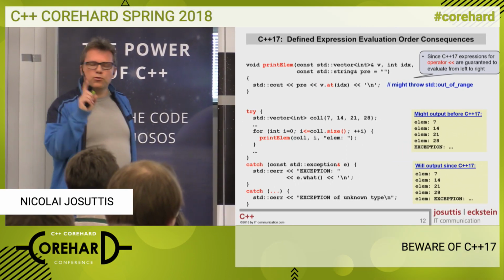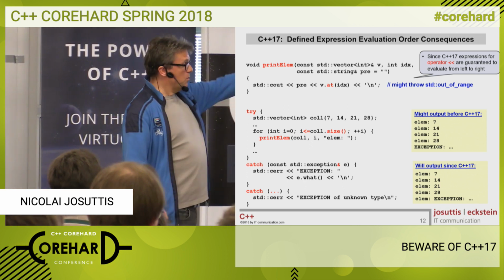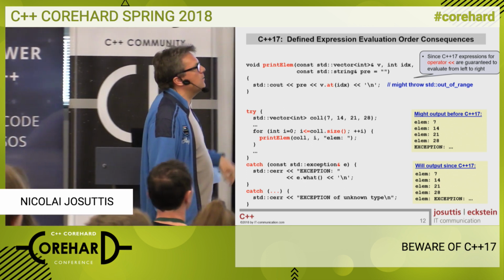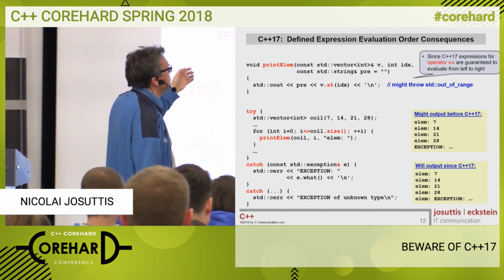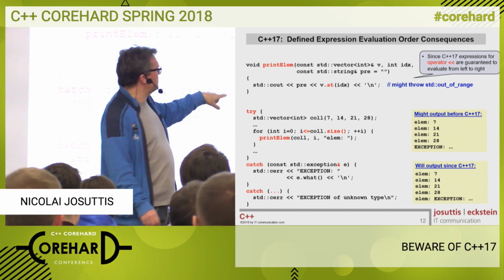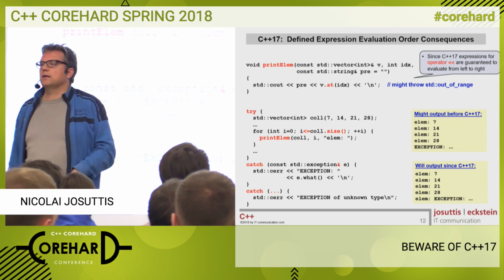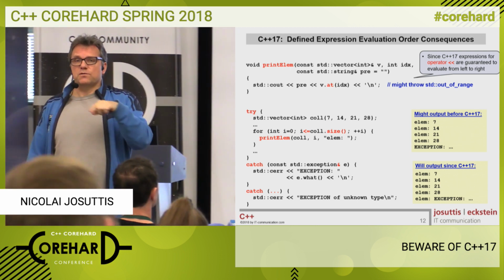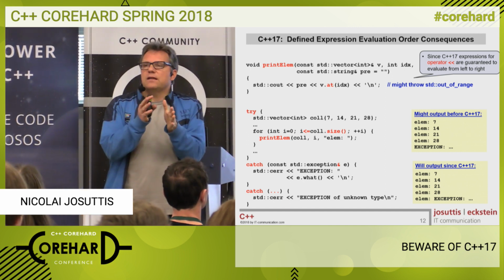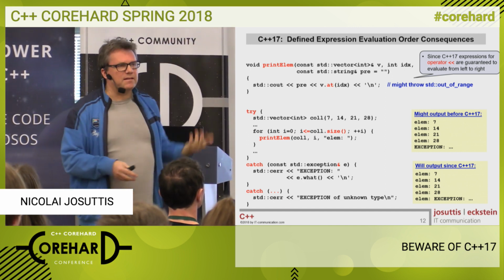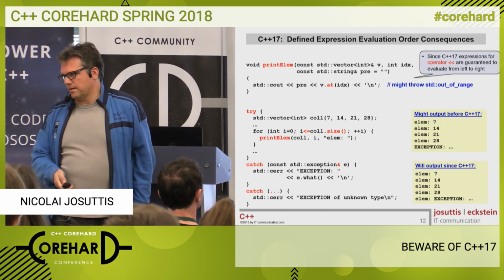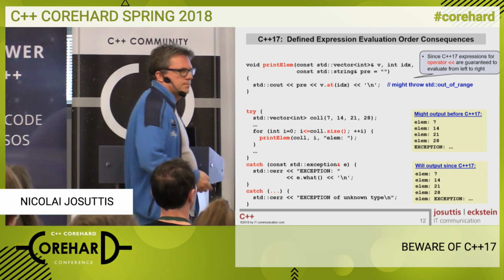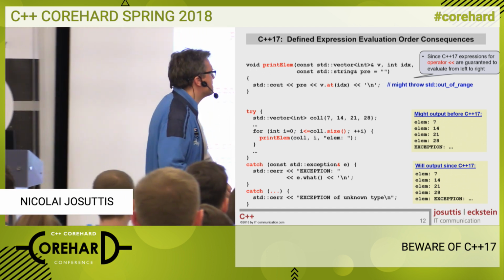But your programs might change. If you had the first output in your compiler with this example, it will change to the second output, because that's guaranteed now. It's guaranteed now that the left side of the left shift operator is evaluated before we call at, and therefore before we get the exception. Okay?